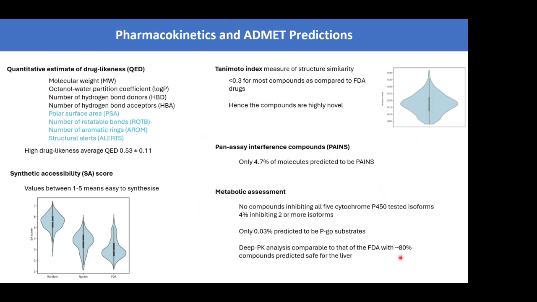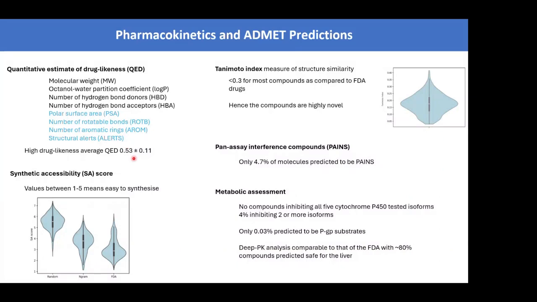We then did some more pharmacokinetics and ADMET prediction on these compounds. So we extended Lipinski's rule to QED. So QED considers the variables of Lipinski's rule plus some additional variables, such as the polar surface, the number of aromatic rings and rotatable bonds. And doing this, we find a high drug-likeness prediction of 0.53.